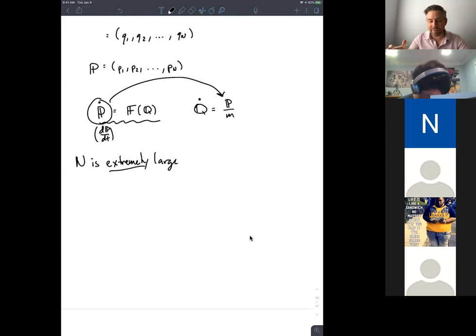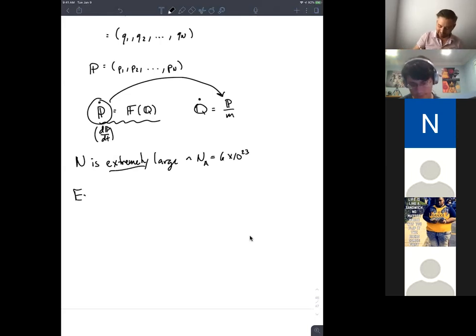Again, for macroscopic systems, we're talking about on the order of Avogadro's number, which is 6 times 10 to the 23rd atoms or molecules. That's a lot, okay? And it turns out this number is so big, it makes this job impossible. All right, so now let me show you that it's impossible. Let's work through an example.